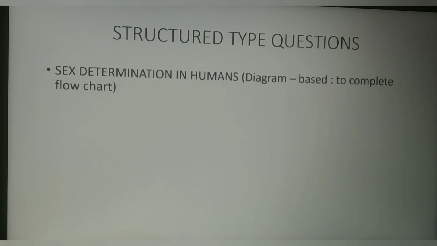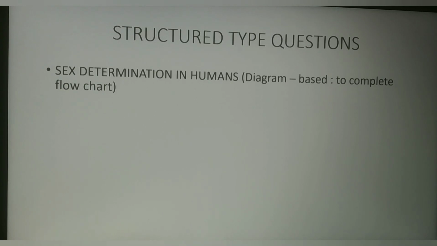Now coming to structured type questions. First type is sex determination. From sex determination in humans, the flow chart can be given, and you may be asked to fill up certain blanks that are given in the flow chart. That is to complete the flow chart.